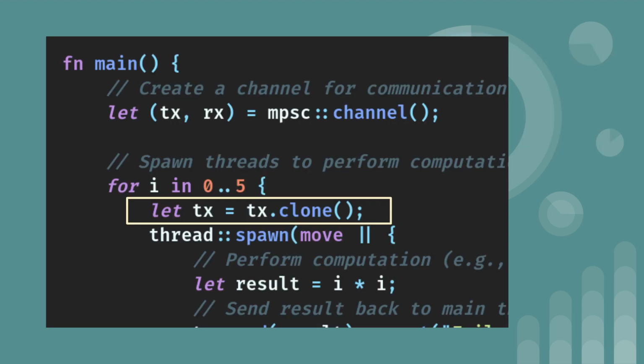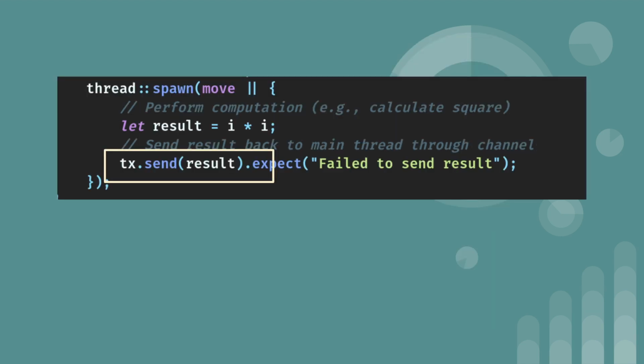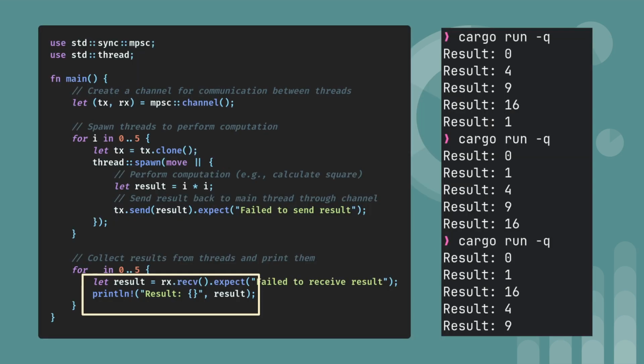So the key part here really is that it is doing a clone, tx.clone. You're cloning the transmitter. And then we're doing a send inside each of the threads. And then at the end, you've just got one receive. So when you run this code, you could get different results, or you almost certainly will get different results. And that's because we've got different threads. When you've got multiple threads, they arrive back in any order.